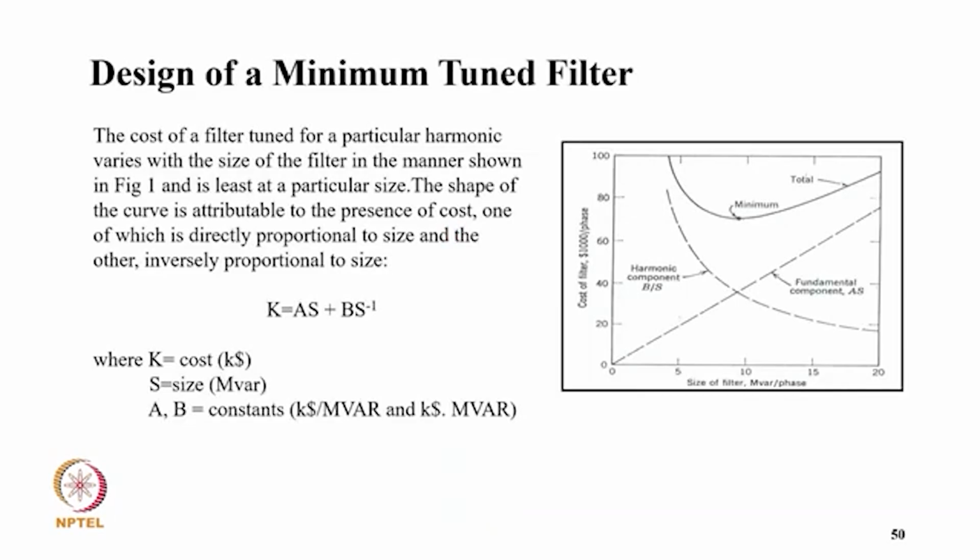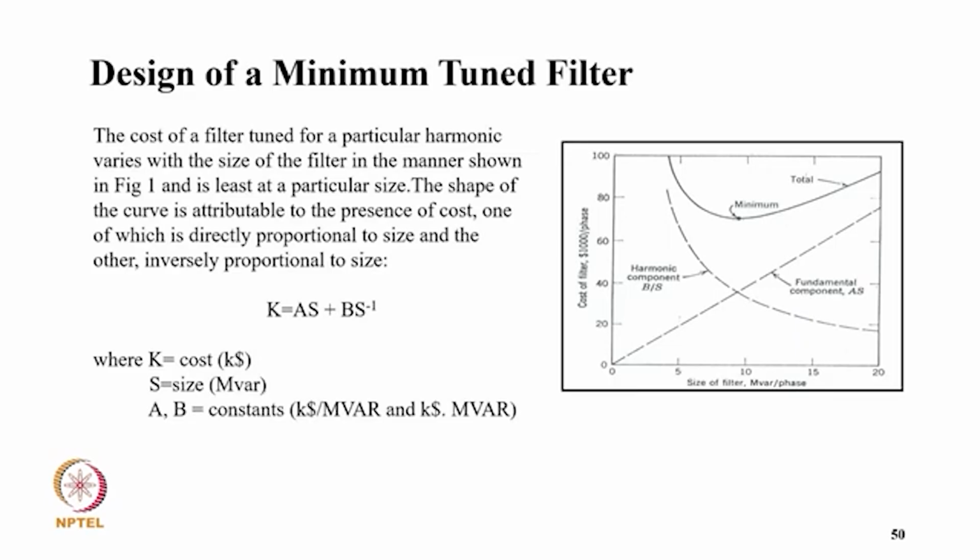So the cost of a filter tuned for a particular harmonic varies with the size of the filter, as shown in the figure, and there is a minimum at a particular size. The shape of the curve is attributable to the presence of two costs, one of which is directly proportional to size and the other inversely proportional to size. So K equals A S plus B S to the power minus 1, where K is the cost in dollars, S is the size in MVAR, and A and B are constants.